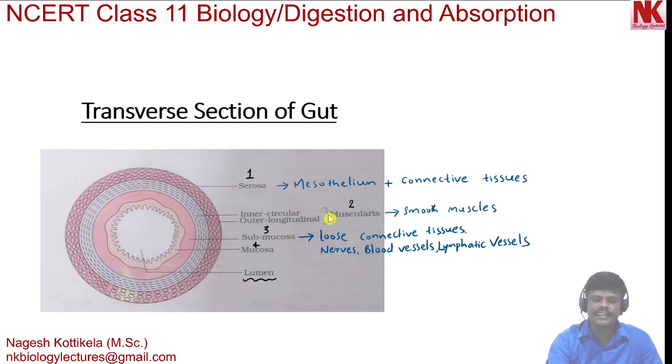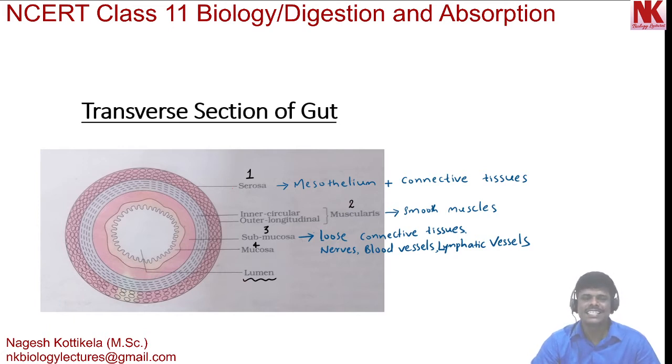And the last layer here is mucosa. Here you can see this one is mucosa layer of wall of the alimentary canal. Inside the space is called lumen. The food is present here. Food is passing from starting part of the alimentary canal towards the ending part through this lumen.